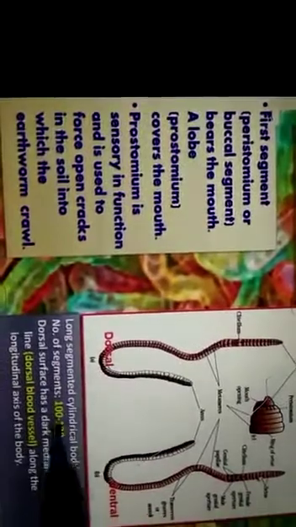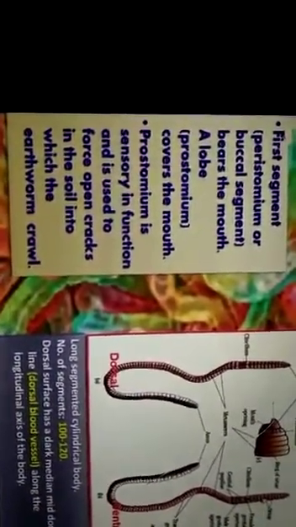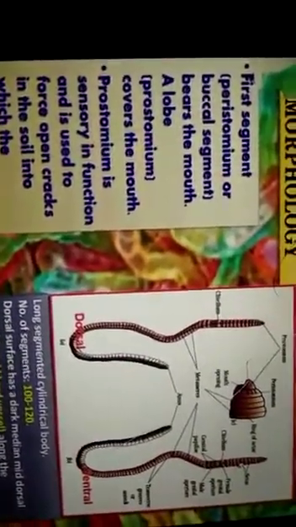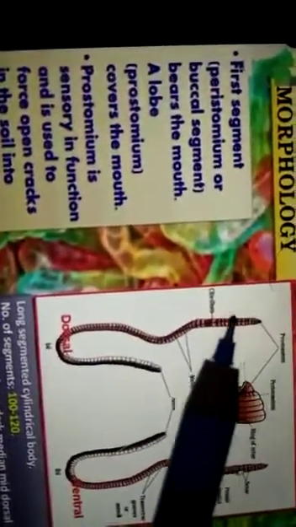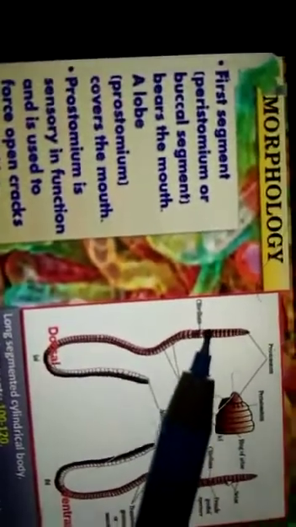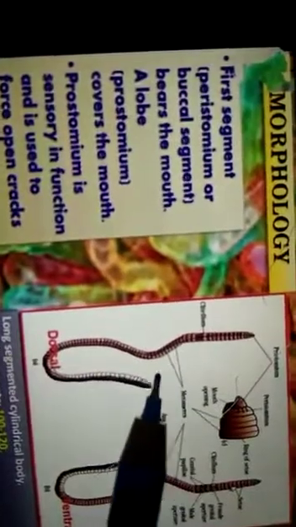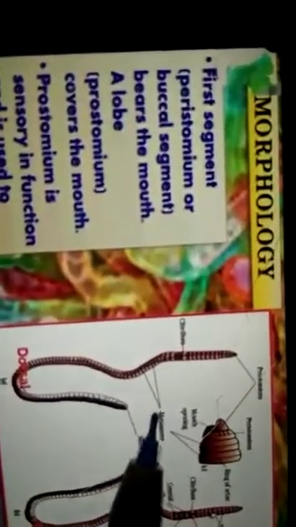Approximately 100 to 120, 150 segments. Similarly, metamerism: the entire body is divided into small segments. Each of the segments is also known as a metamere.